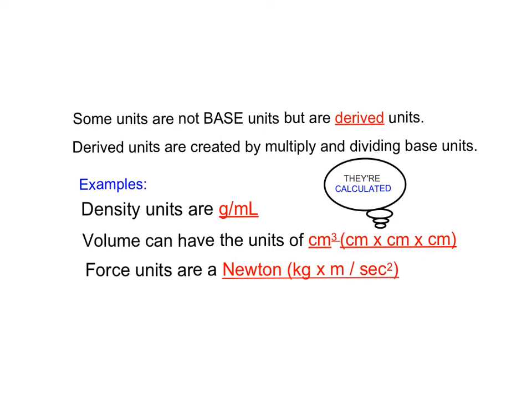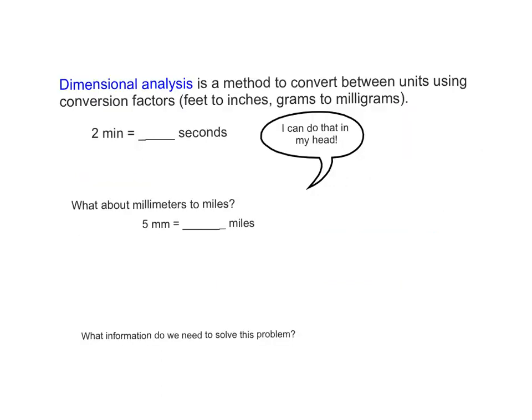Just know your definition of derived units being a combination through multiplication or division of base units. Okay, now we get to the fun part, dimensional analysis. You might have used dimensional analysis in the past and not called it that. Other terms that we've heard for it are like the railroad tracks. But it's a method to convert between units using conversion factors.